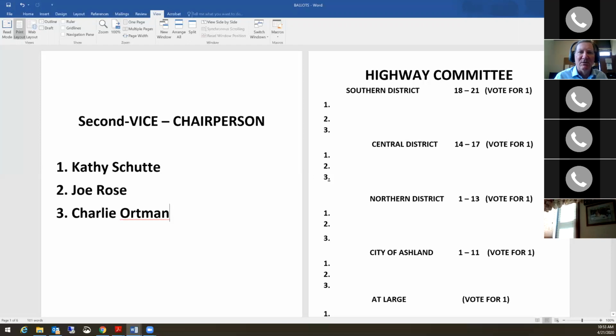Okay, so we'll go through the same process again, and you can vote for one of those 3 people: Kathy Schutte, Joe Rose, or Charlie Ortman. If we end up with nobody having a majority, then we're going to vote again. The process from the state government standpoint is you do not drop the lowest candidate. You keep voting until somebody has a majority of the people in attendance. Please mute your phones if you are not speaking, there's a lot of feedback. Does everybody understand what we're going to be voting on?